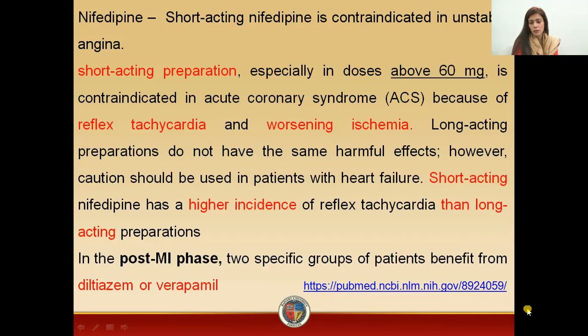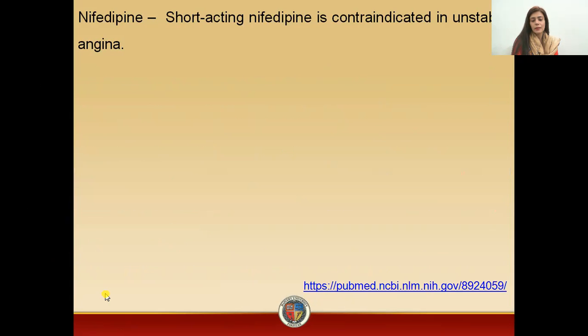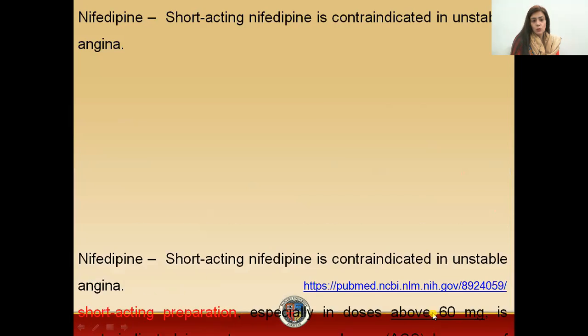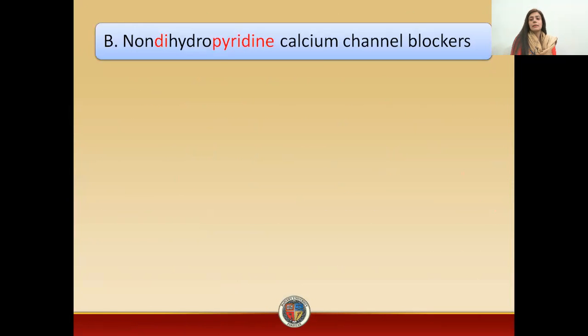There are different research articles on PubMed that give the same reason. They have written that you should avoid short acting nifedipine because of the higher incidence of reflex tachycardia, which is less with the long acting preparations. So what you can do in the post MI phase is use diltiazem and verapamil. Now, what are diltiazem and verapamil? These are calcium channel blockers from the non-dihydropyridines.